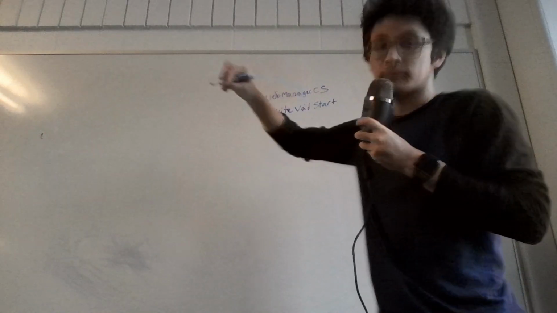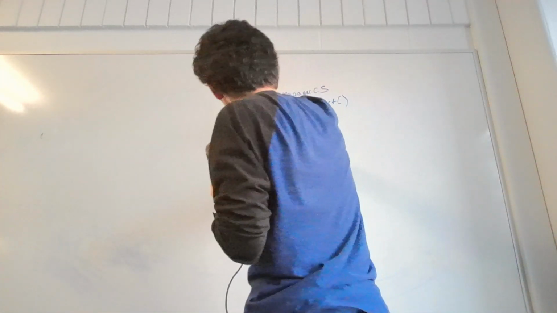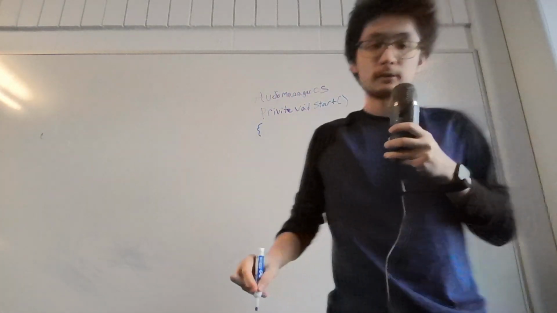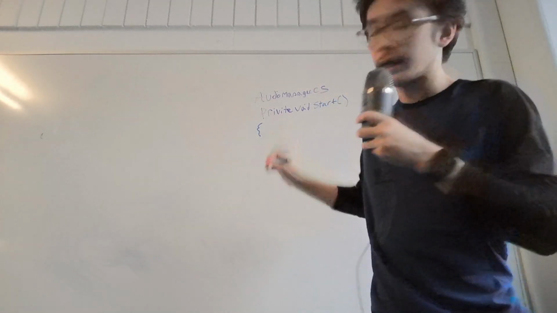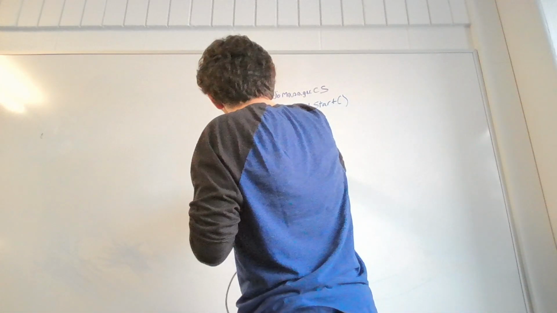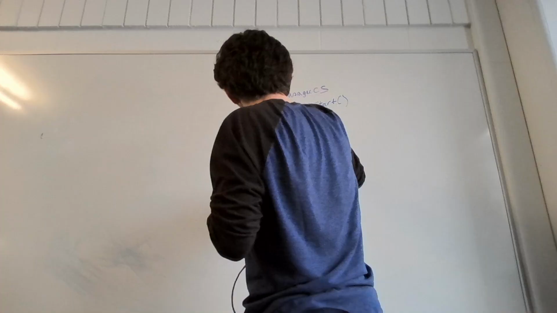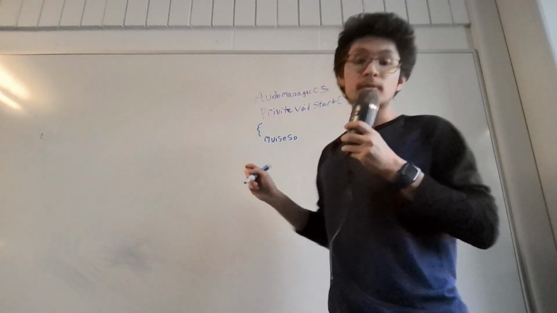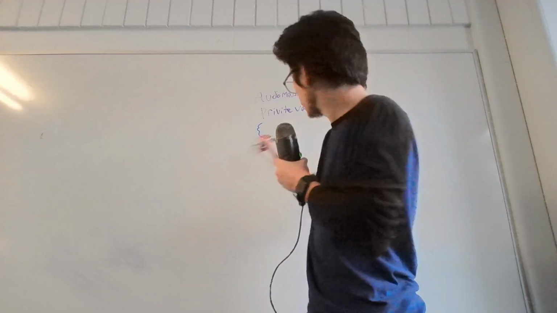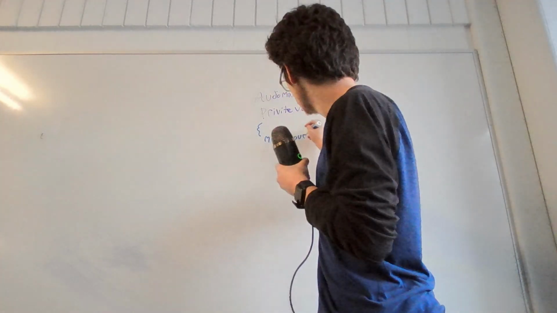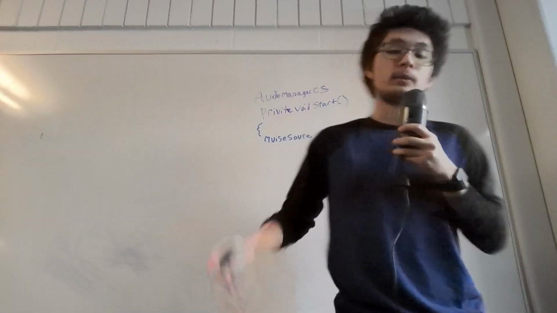So, private void, call this start. So, we got our private void start. And then, little curly brace here. There we go. Little squiggly thing. We have music source. We have our two sources.